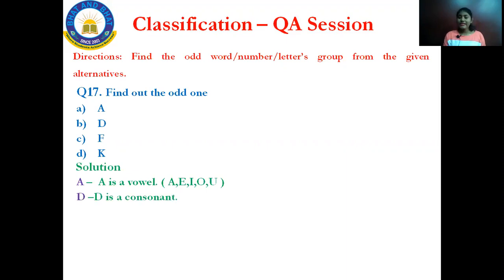No. D is a consonant. And is F a vowel? F is also a consonant. Only A, E, I, O, U are the vowels. And then K is a consonant.